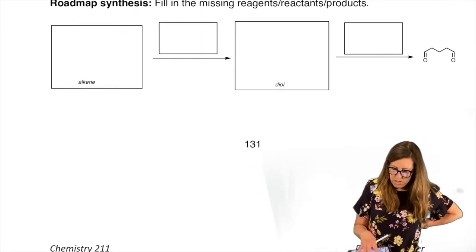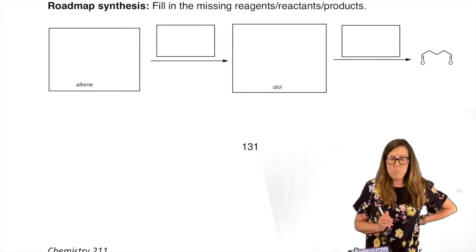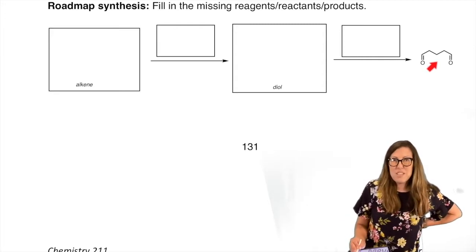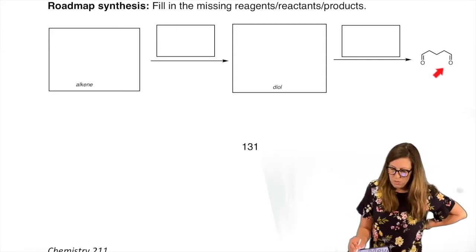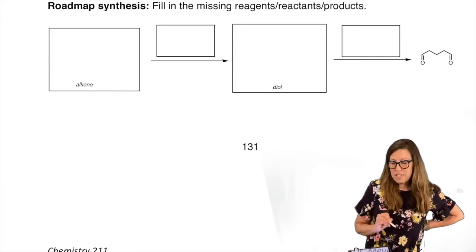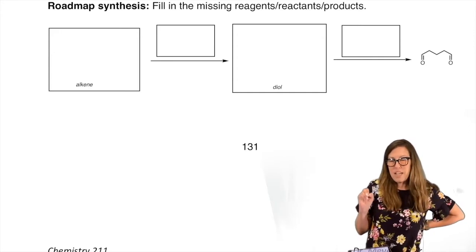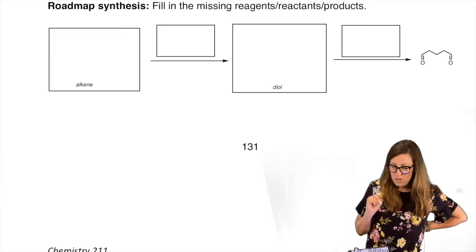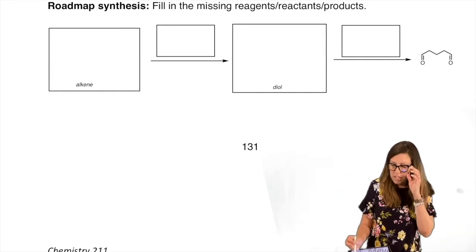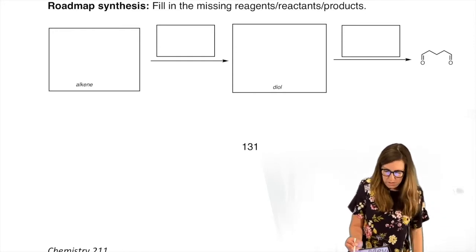Okay, so this is kind of fun. I want you to try this example. This is roadmap synthesis. Pause. This is our final end goal. Ooh, there are 2 carbonyls, but they're together. So that means we probably had the diol in a ring as opposed to not in a ring, right? Because if it wasn't in a ring, we'd cut them into 2 separate pieces. But because they're together, they must have been in a ring.